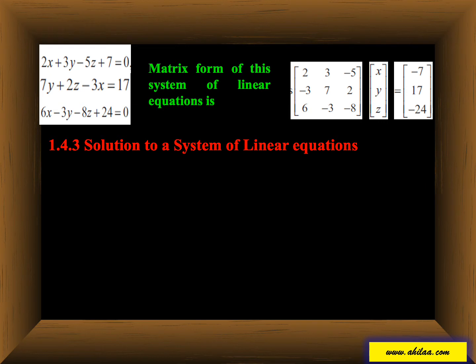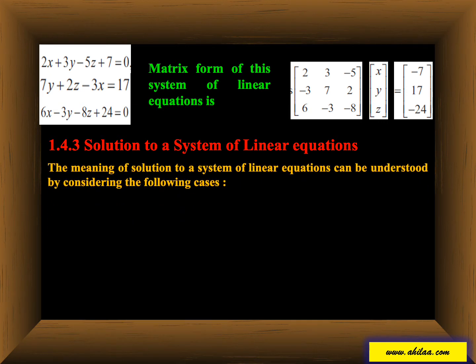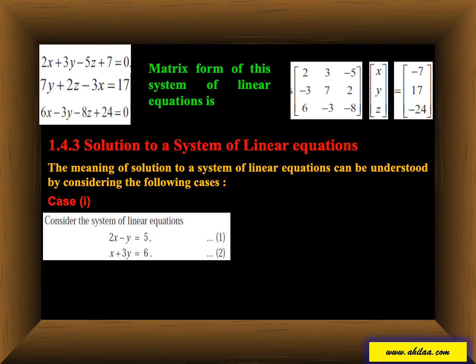1.4.3 Solution to a system of linear equations. The meaning of solution to a system of linear equations can be understood by considering the following cases. Case 1. Consider the system of linear equations 2x minus y equal to 5, x plus 3y equal to 6. Let us consider these two equations as 1 and 2.